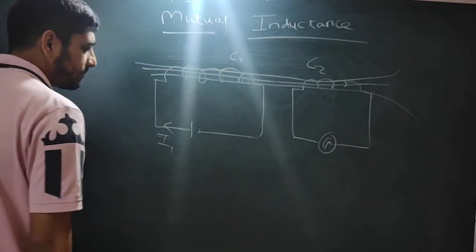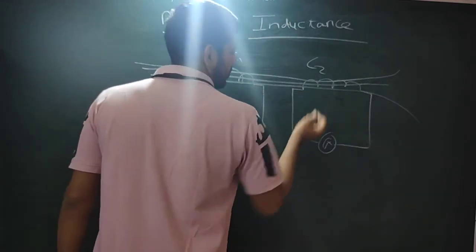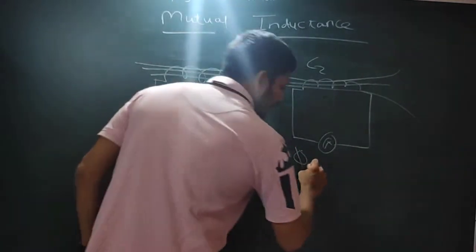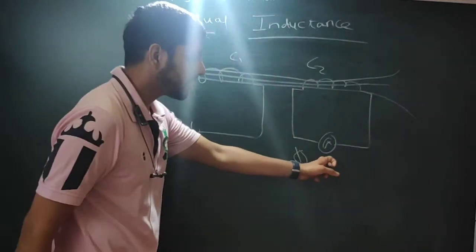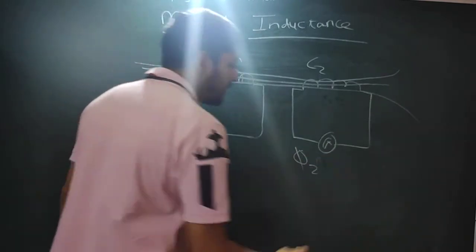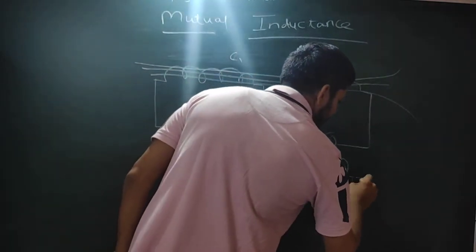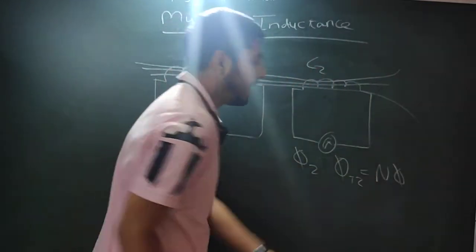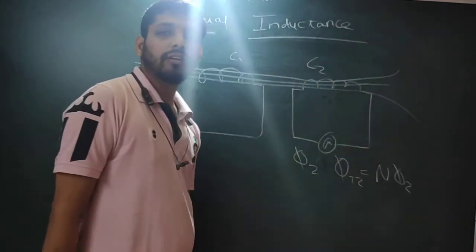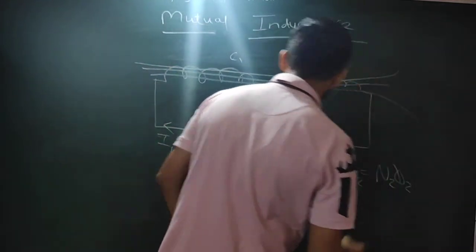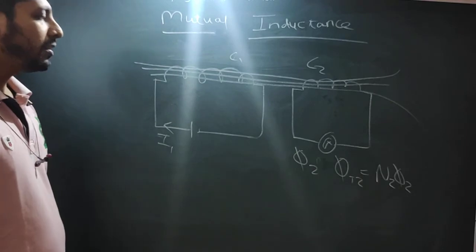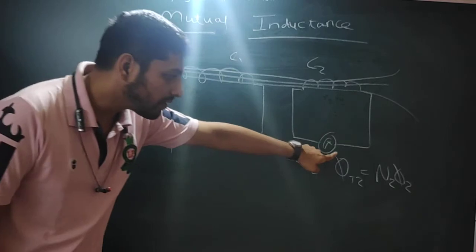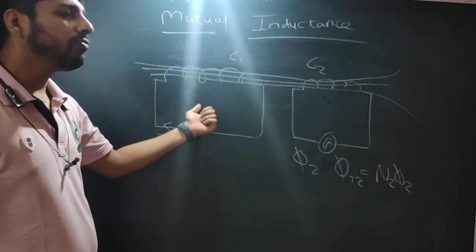So can I write that suppose the flux in one round is phi 2? I can write it as phi 2. Then the total flux in coil 2 will be equal to N into phi 2, where N is the number of turns, or I can also write N2. Now this depends on the current of coil 1. The flux in this depends on the current of coil 1.